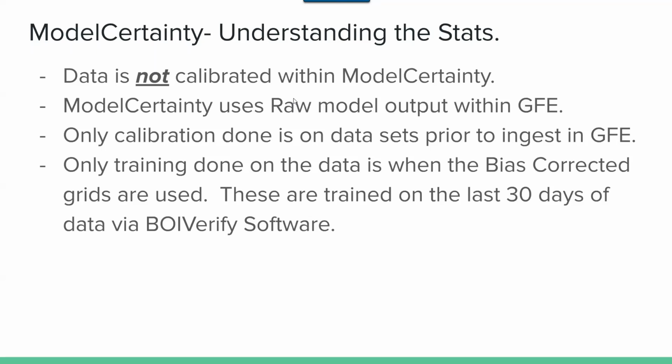One of the things I want to explain here is what ModelCertainty is not. The previous slide explained what it is. ModelCertainty doesn't make any attempt to calibrate the data. The only calibration that is done is on the data prior to the point at which it has gotten into GFE. That is what the NBM is for. That is what we have spent millions of dollars on the NBM for, to do that for us.